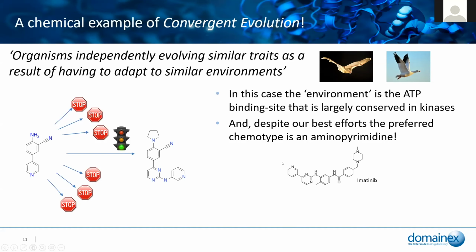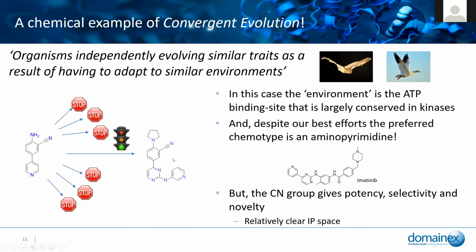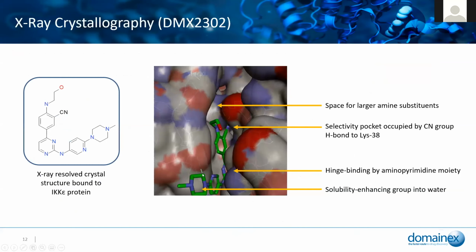For example, in the marketed drug imatinib, you can see there's a very common, very similar scaffold here. Nevertheless, our fragment-based approach has given us this cyano group, which is very distinctive, and that cyano group for this particular pair of kinases gives us exquisite potency, selectivity, and novelty, and actually, interestingly, relatively clear IP space. So had we not pursued the fragment approach, it's quite unlikely we would have found this particular substituent.